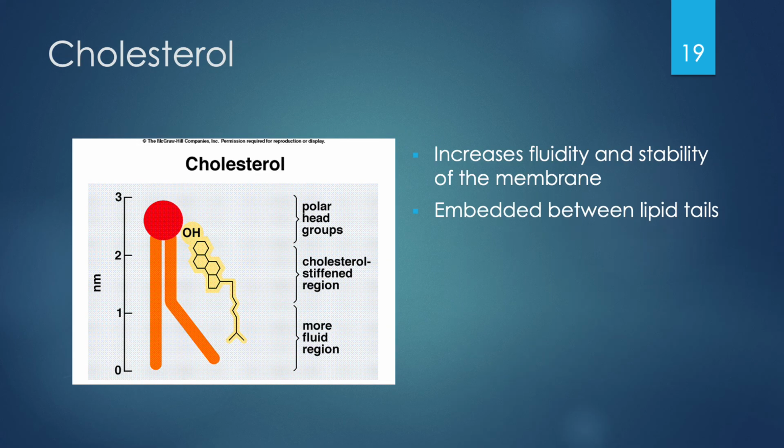Cholesterol is an extremely important structure in the phospholipid bilayer cell membrane. It is very important because it does a couple things. It stiffens and supports the wall, but that also increases fluidity and stability of the membrane. And so it's embedded in between the lipid tails that you can see in images that are present in your text. Figure 3-2 is probably the best one for being able to see the way this works.